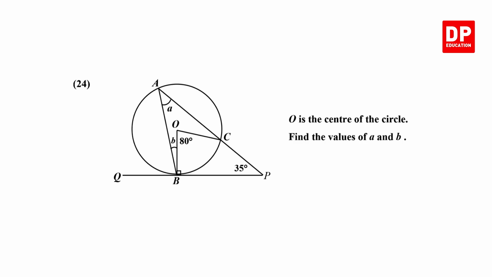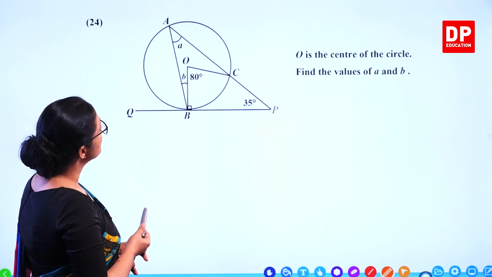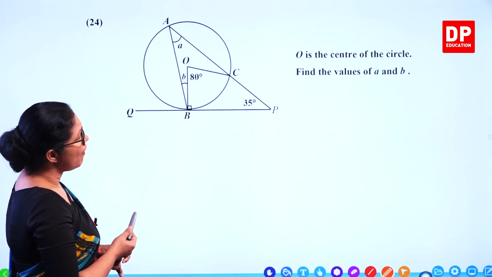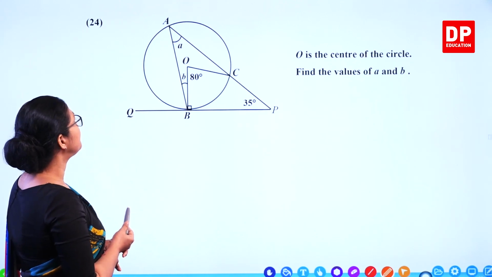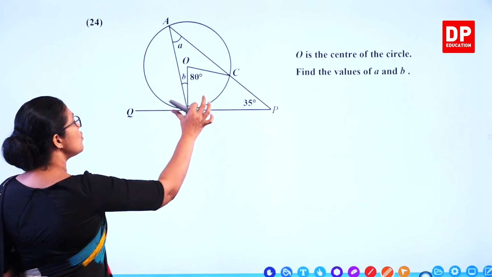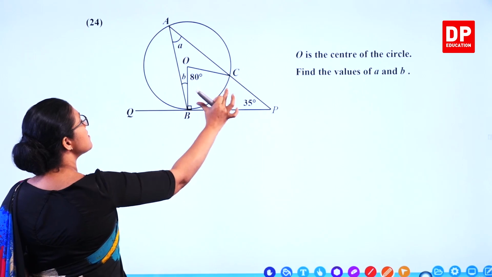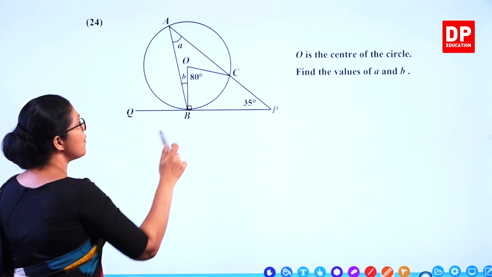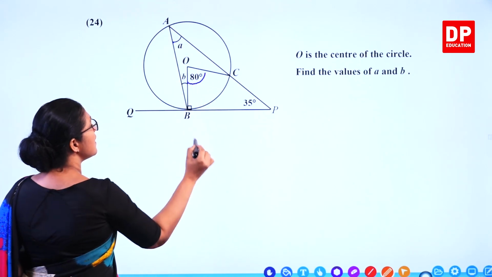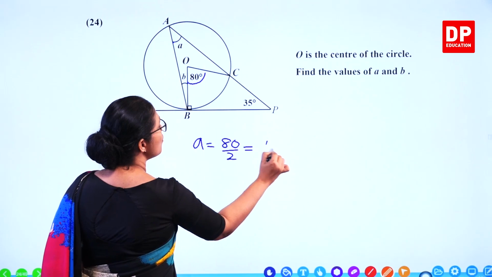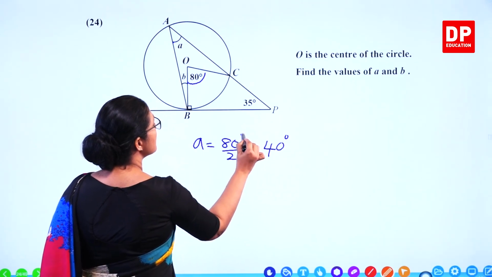Question number 24. Circle theorems you have to use. O is the center of the circle. And find the values of A and B. Easily you can find A. When you take BC arc, this is the angle subtended at the center and this is the angle subtended on the circumference. So what is A? A is half of 80. Divide by 2, you get 40 degrees.